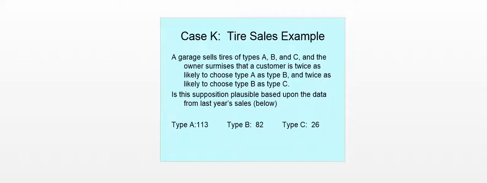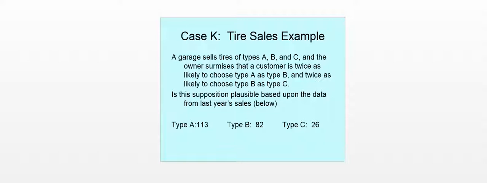In case K, we're looking at tire sales that a garage sells, and the person who's ordered these products has the sense that type A tires are twice as popular as type B tires, and that type B tires are twice as popular as type C tires, and that's the hypothesis that we want to test. So is that supposition plausible based on the data from last year's sales below?